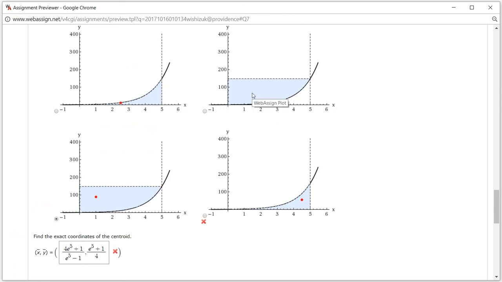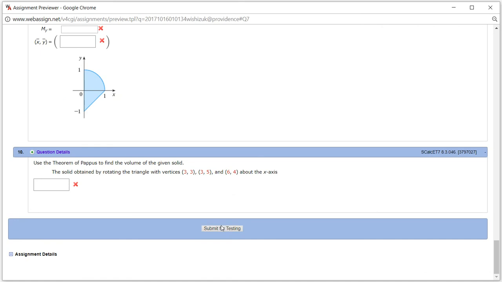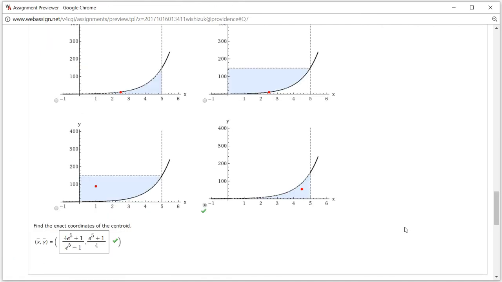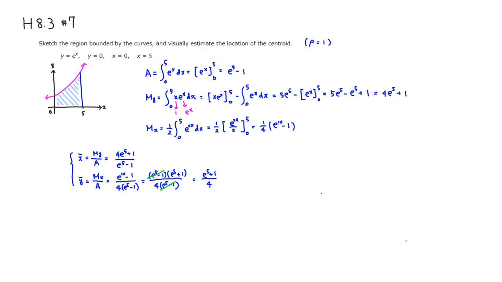Then we were looking for the correct picture. This is not the right picture, this is not the right picture either, so it's this one or that one. It looks like this centroid is more reasonable, because the other one is definitely not the centroid, since you have a bigger region sitting on the right-hand side. So it's going to be this one. Let's submit for testing. It came back and looks like we got this one correctly. That's it. I hope that this was clear.